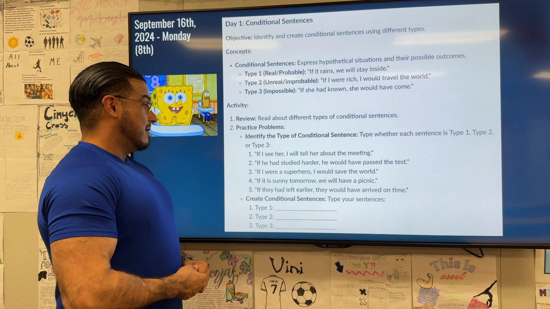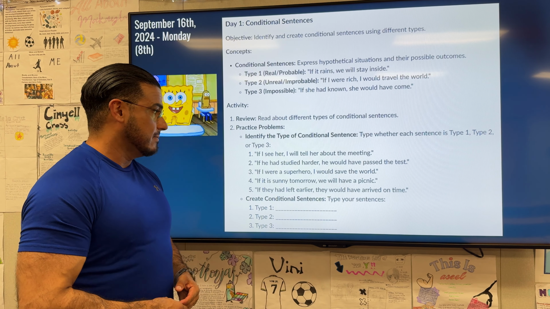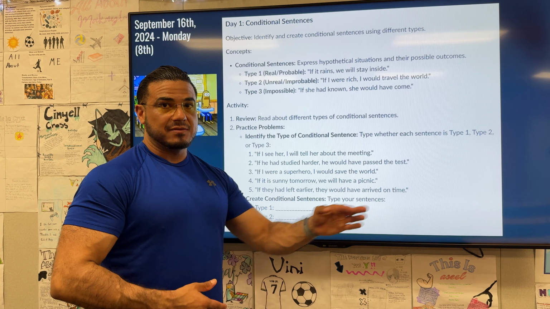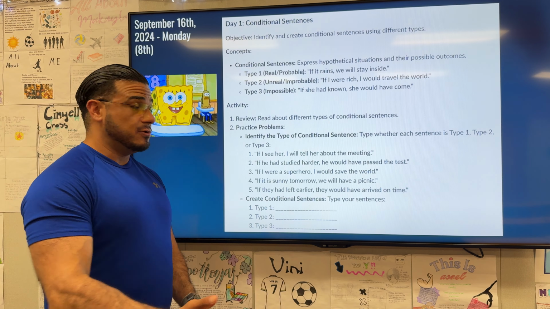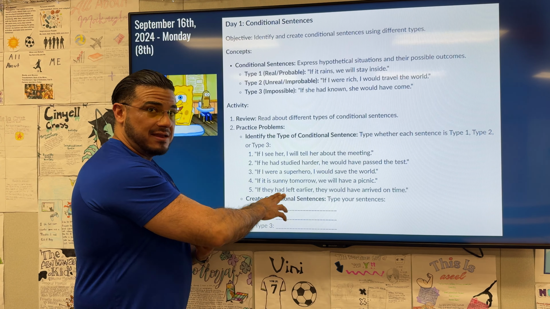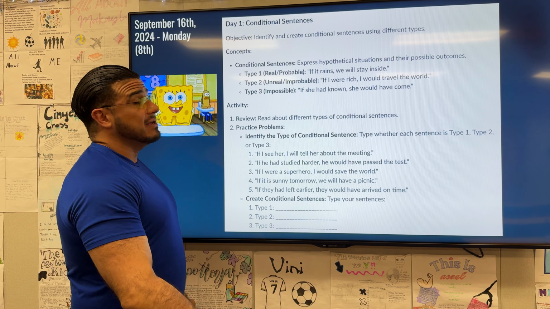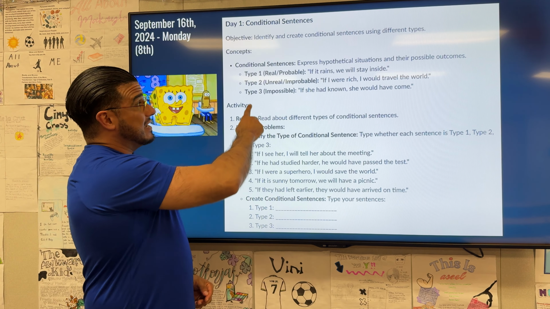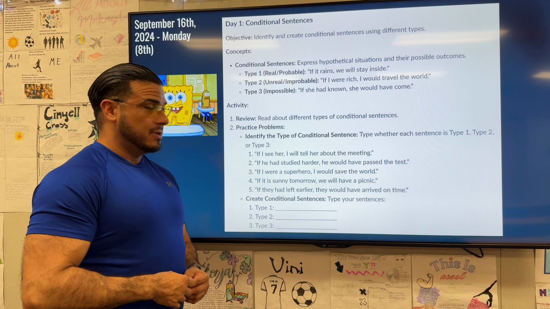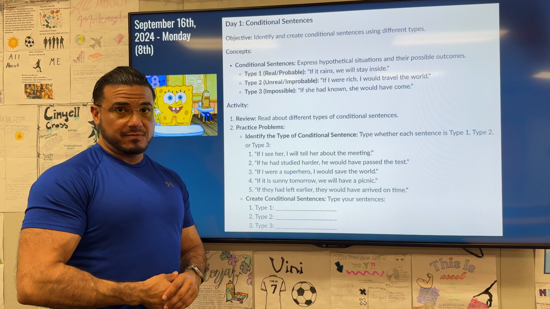All right, now for sentence number 5, if they had left earlier, they would have arrived on time. Right away, hopefully you were able to identify the tense being past tense. If they had, we're looking at the past. Therefore, instantly, we can tell that we're looking at third conditional or type 3 or impossible. So for number 5, that would be a third conditional or type 3.